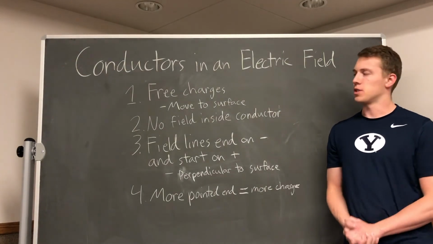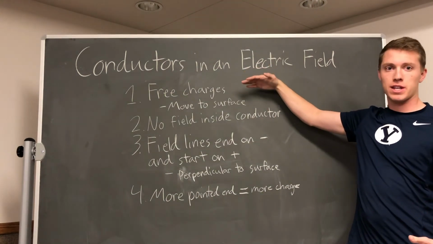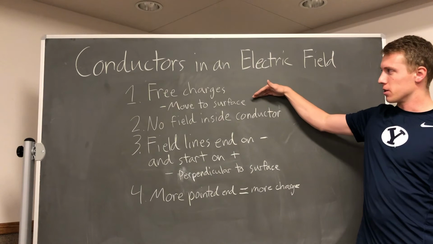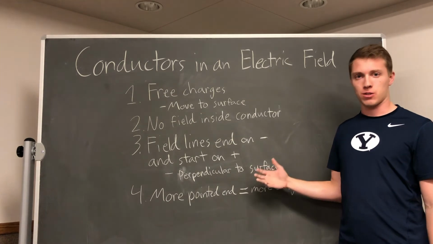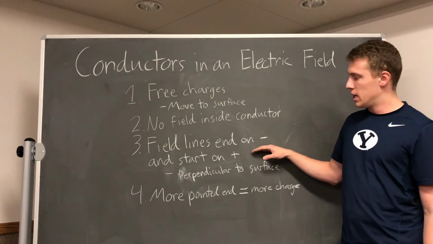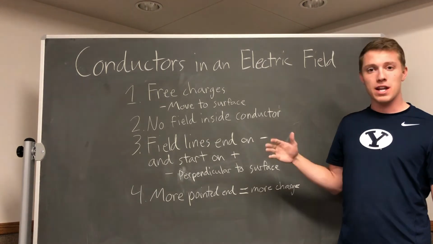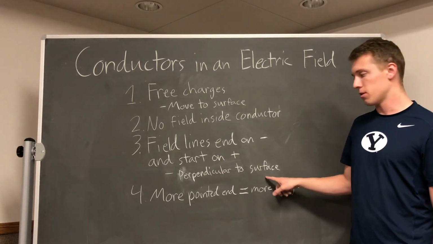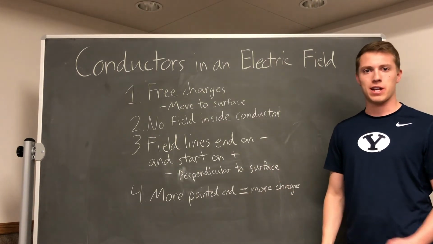Okay, so to recap in closing, conductors have free charges, and those charges move about freely, and when you put a conductor in an electric field, those charges orient themselves on the surface of the conductor, so they move around to the surface. There is no electric field inside the conductor itself. There are no field lines. The field lines that do interact with the conductor, they end on a negative charge, and then they originate again off of a positive charge. And those lines are always perpendicular to the surface of the conductor. And a more pointed end of a conductor equals more charge, and that's where the charges will accumulate.